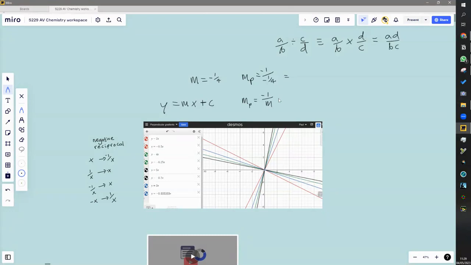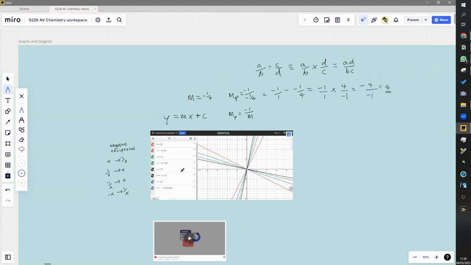Now, in this case, we've got minus 1 over 1 divided by negative 1 over 1/4, which is the same as, so we're going to flip this one here, negative 1 over 1 times 4 over negative 1. And then we multiply the top and the bottom, we have minus 4 over minus 1, which will just give us 4. Okay, so that's an example there.